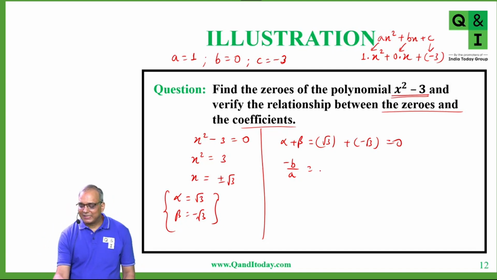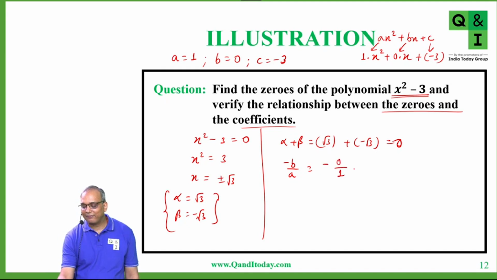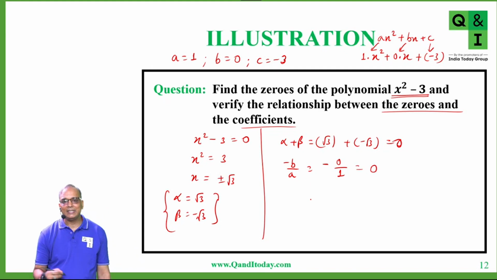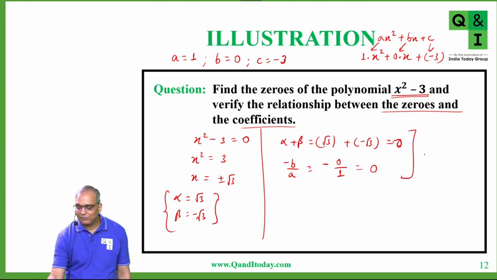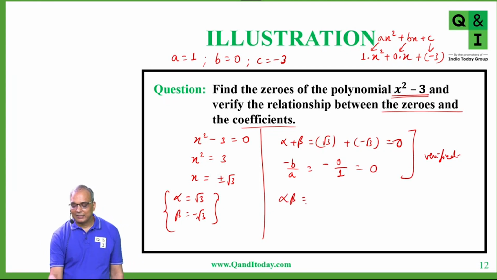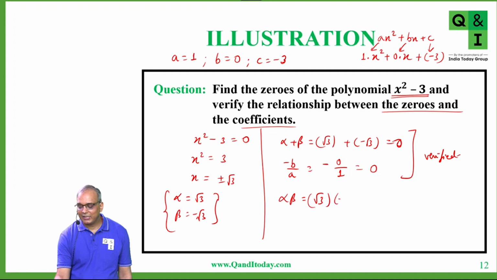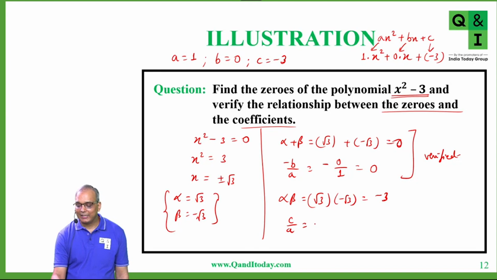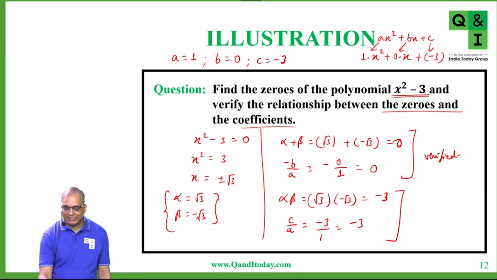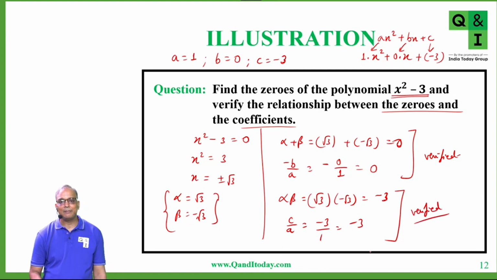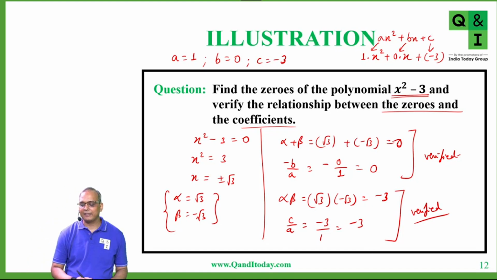So alpha plus beta is minus b by a. Alpha plus beta is 0, and what is minus b by a? This is negative of 0 by 1, which is 0. 0 divided by anything is 0. So this is verified, both LHS and RHS are equal. And again, the product alpha beta is root 3 into minus root 3, which gives you minus 3, and c by a gives you minus 3 by 1, which is equal to minus 3. So alpha beta is equal to c by a. This is also verified because both alpha beta and c by a are equal. So we say that this is verified.